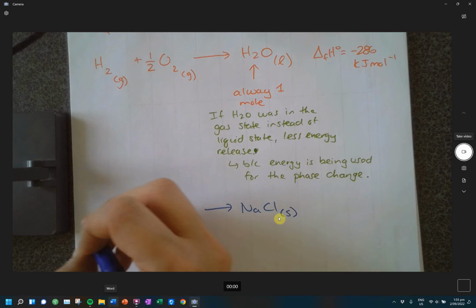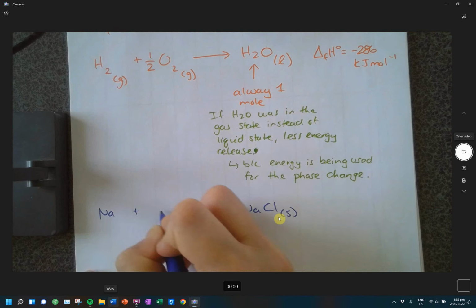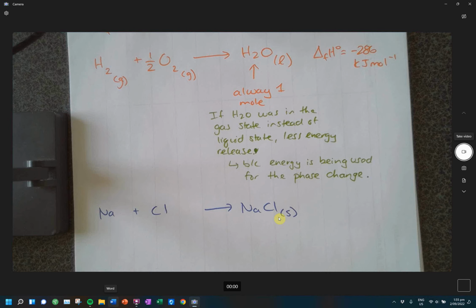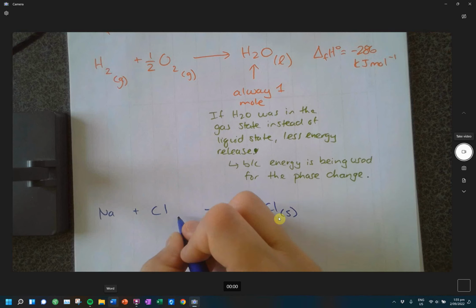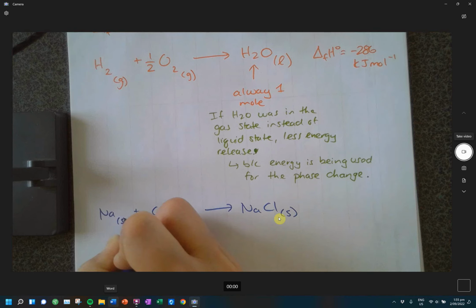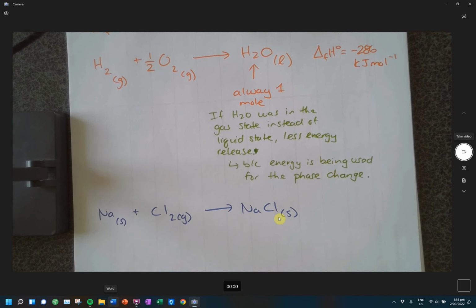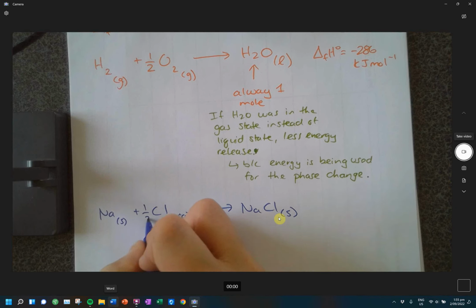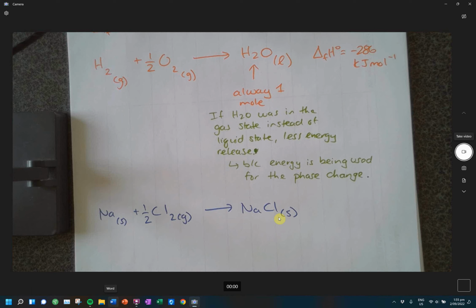Yep, so Na and Cl are my two elements. Would I just have pure Cl or would I normally have it as a molecule? Isn't it a gas? It is a gas, so it's Cl2. And then sodium would be a solid. And then is there anything I need to do to balance it? The half again.